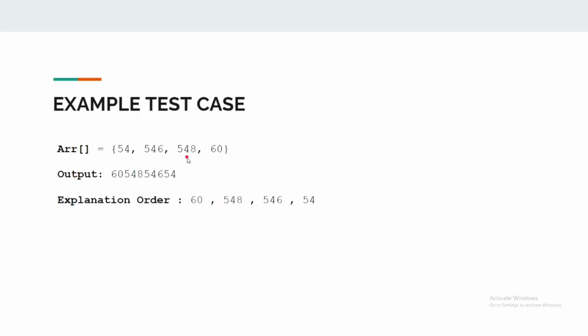But if we sort the array in descending order, then 548 will be the greatest number out of all these four, and that will come first. But you can see in the solution, first we need 60, which is not the greatest element. So you can see direct sorting will not work here. So we need to do certain modifications in our sort function to achieve this output.